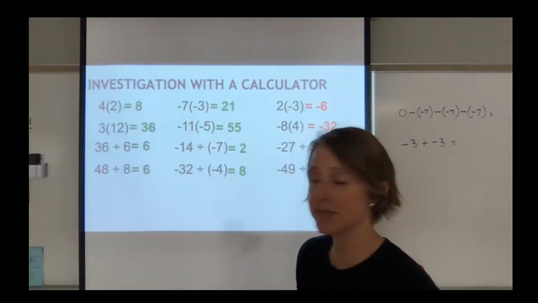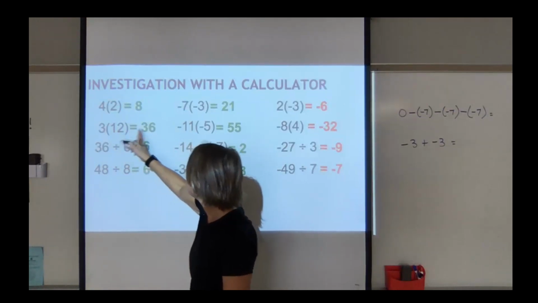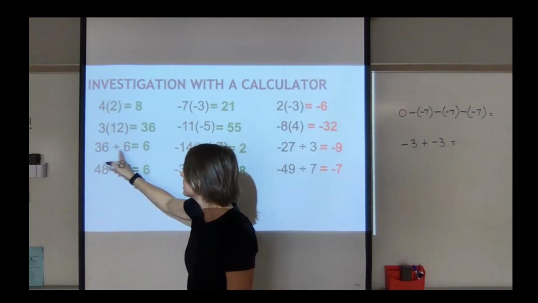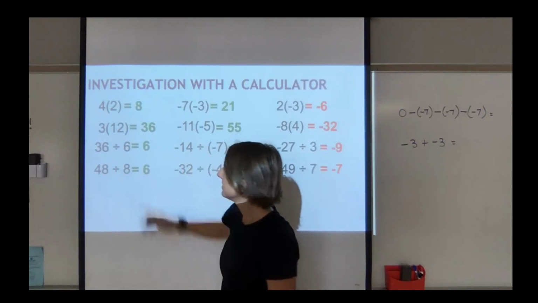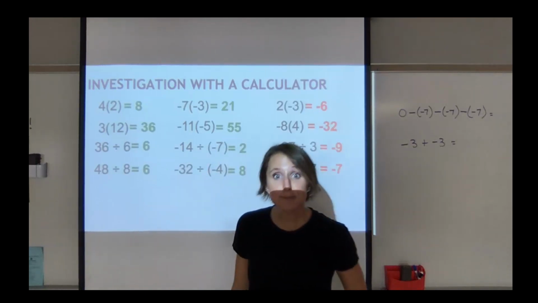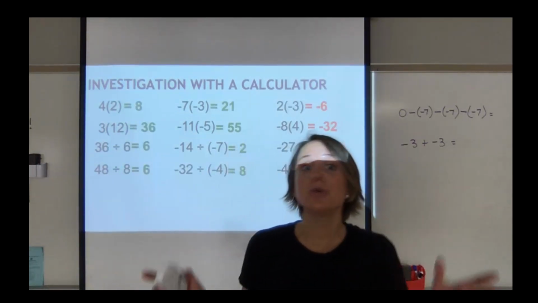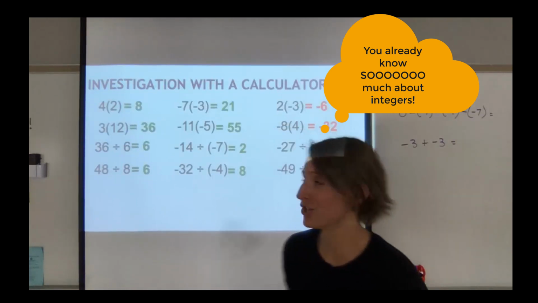All right, let's check those answers. So 4 times 2, the product is 8. 3 times 12, the product is 36. 36 divided by 6, the quotient is 6. 48 divided by 8, the quotient is 6. You might go, Miss Kluver, I've worked on that since 3rd grade. Absolutely. Again, a reminder, don't lose what you already know about multiplying and dividing integers.